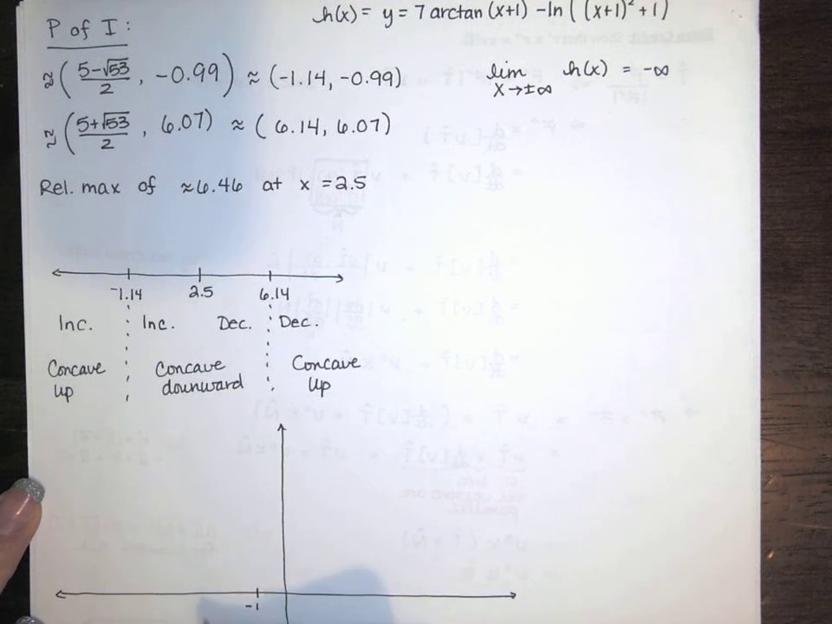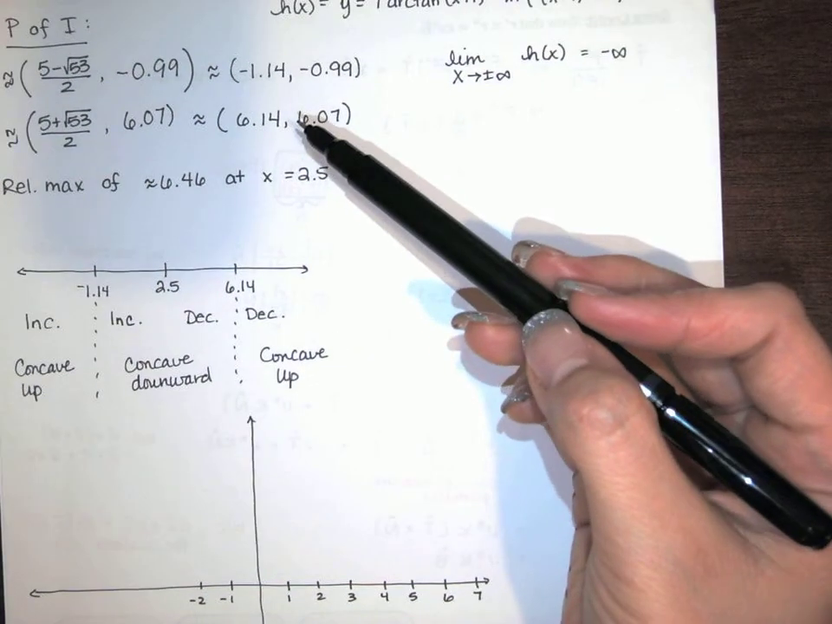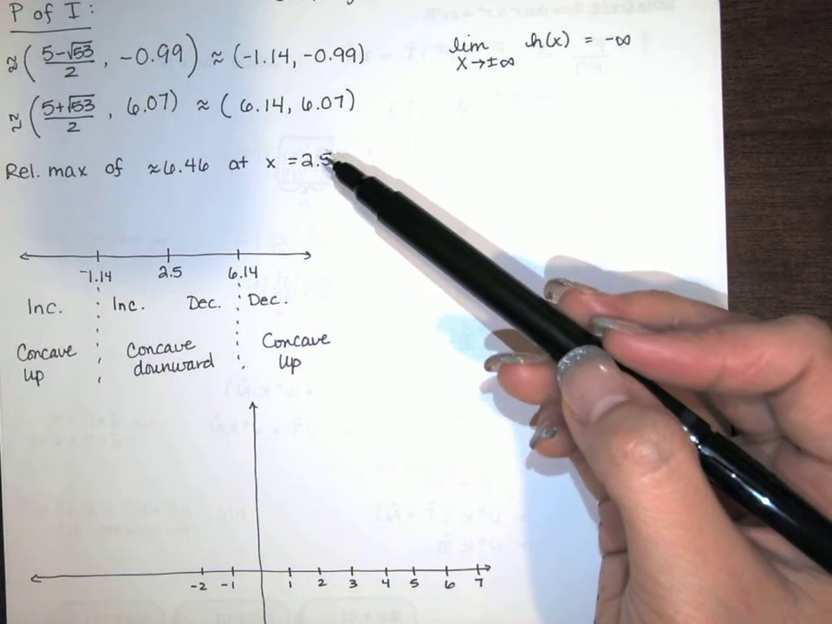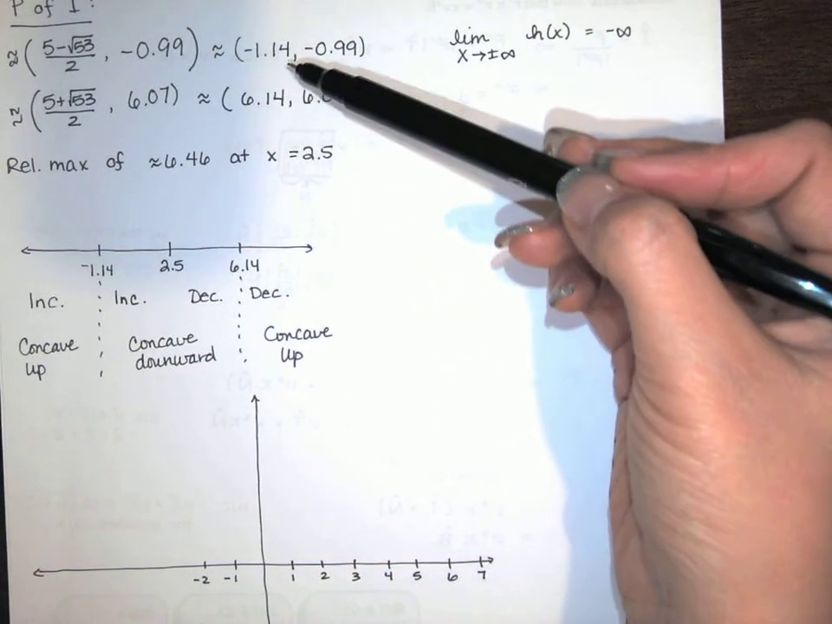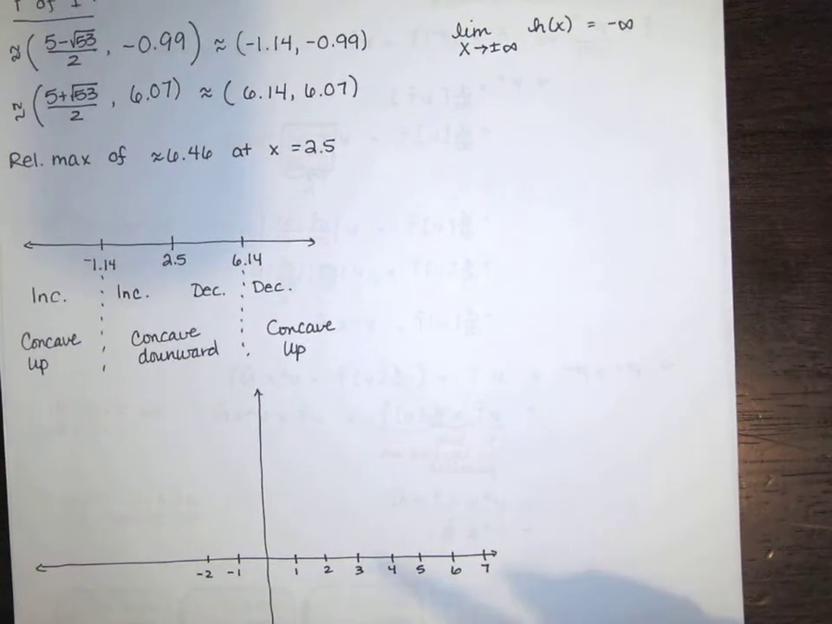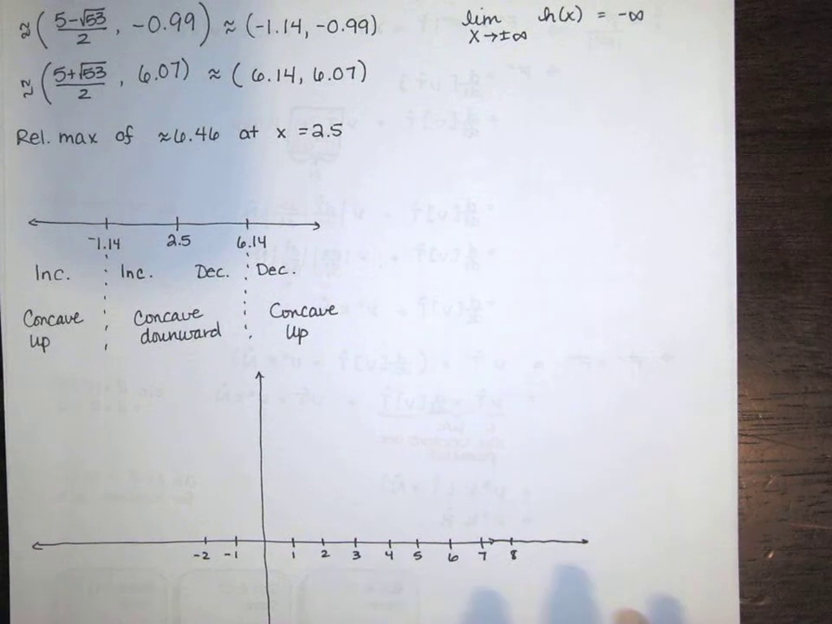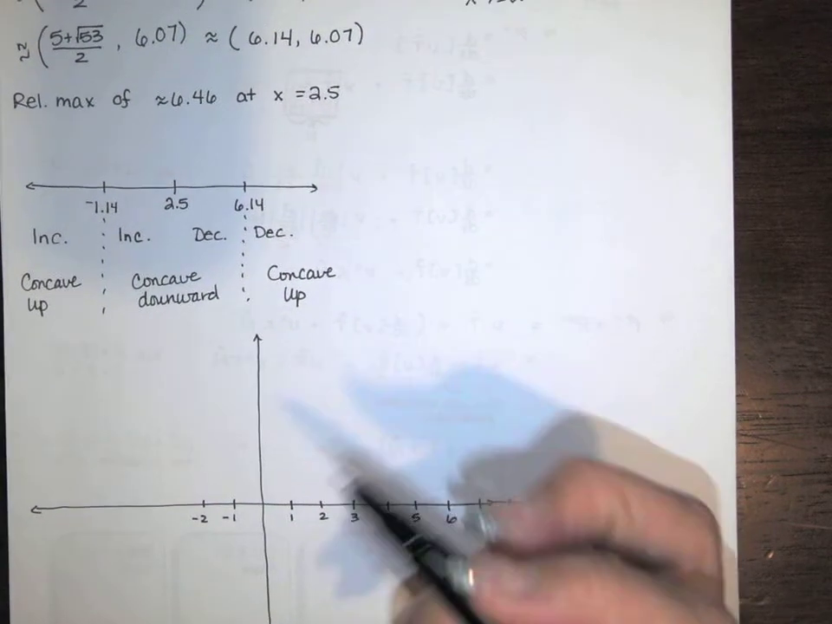Here's x equals negative 1, x equals negative 2, x equals 1, 2, 3, 4, 5, 6, and 7. And I'm just going to go out to 7 because my points of inflection are at 6.14, and all the interesting x values are right here: negative 1.1, 2.5, and 6.14. And maybe I'll go out to x equals 8. Okay, and let's plot some of these points.